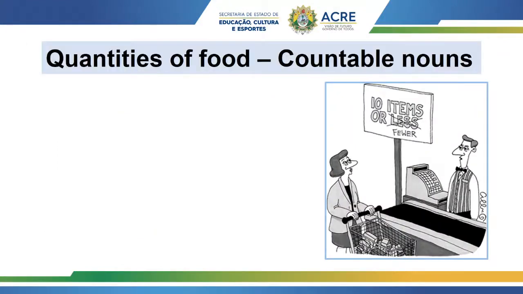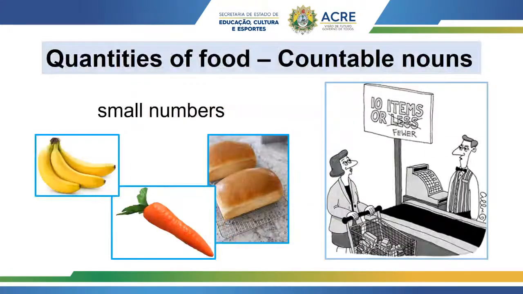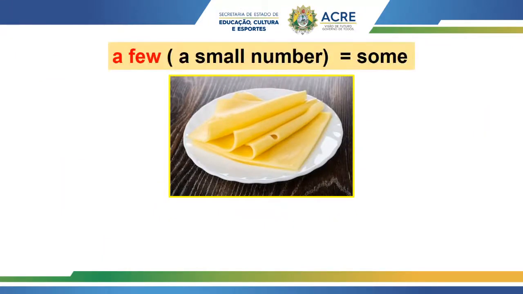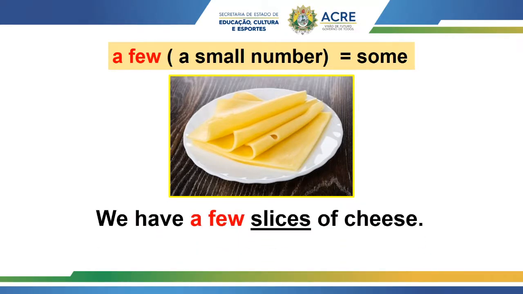Now, let's talk about quantities of food, small numbers. But now we are going to use countable nouns. The first example, a few is equal to some. We have a few slices of cheese. Pay attention. 1, 2, 3, 4 slices of cheese. A few plus countable noun. Remember, students, that countable nouns can be used in singular or in plural.